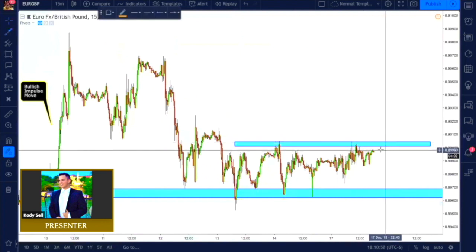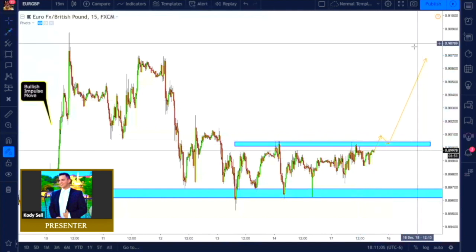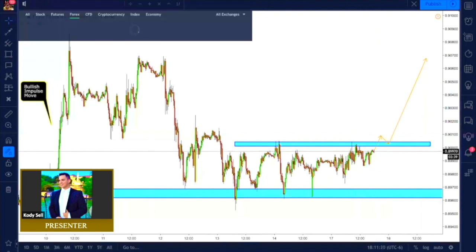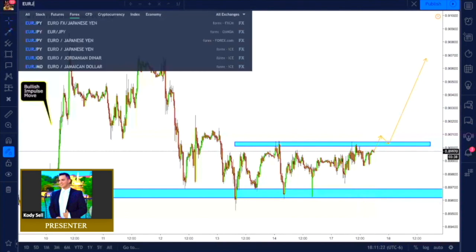So again, I wouldn't be as interested in taking a sell trade from this zone. Honestly, I'd rather see it break and retest so I can buy. So again, Euro Pound is not giving me the same picture that I was kind of seeing on Euro USD. Starting to really doubt my trade decision on Euro USD. Let's take a look at another euro pair. Let's take a look at EURJPY.